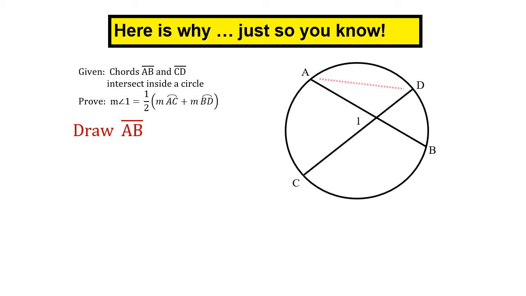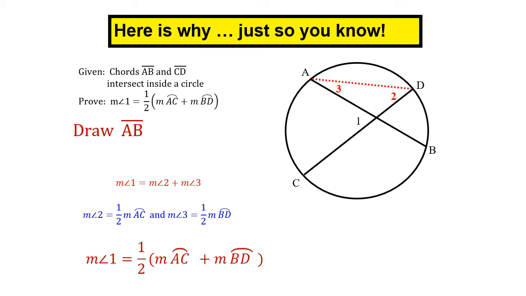Draw AB. The measure of angle 1 will be the exterior angle for angles 2 and 3. So the measure of angle 2 will be half the measure of arc AC, because arc AC is subtended by this inscribed angle, and for the other one, angle 3 is subtended by arc BD. So the measure of angle 1 will be half the measure of arc AC plus the measure of arc BD.